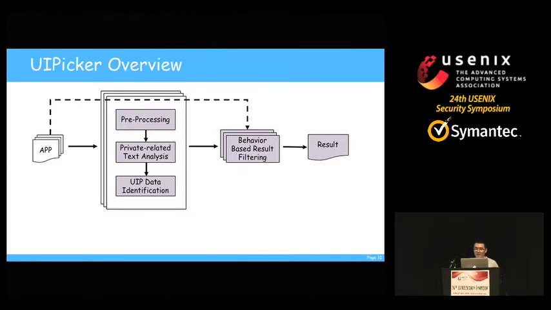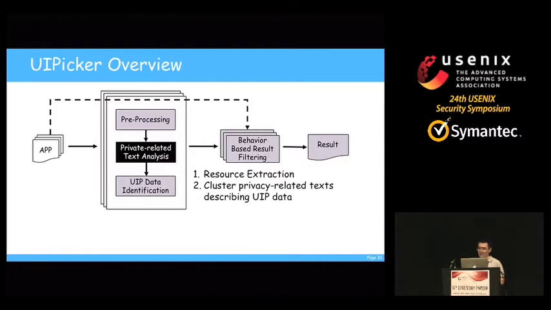In UIPicker, the UIP data are automatically recovered with a novel combination of natural language processing, machine learning, and program analysis techniques. Here is the overview of UIPicker. First, it extracts specific types of layout resources from a given set of applications in a pre-processing step. Next, it uses clustering algorithms to efficiently recover a corpus of privacy-related text that represent UIP data.